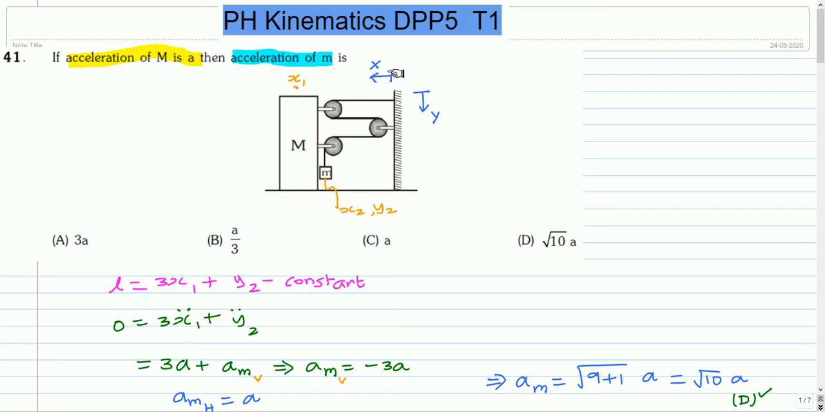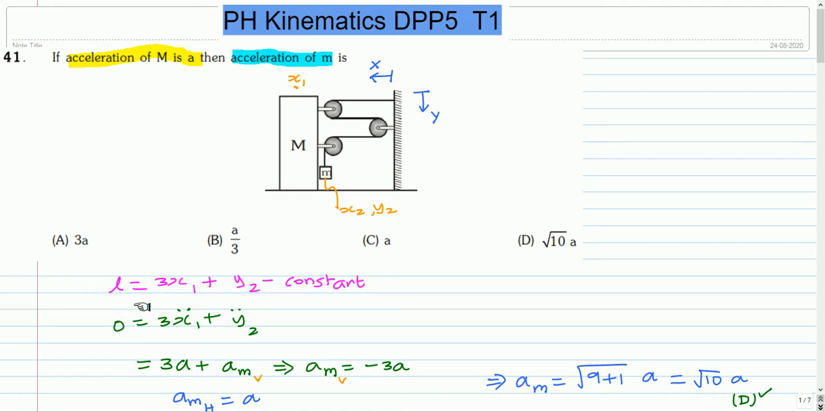Let the origin of the x axis be here, with x measured in this direction and y measured in the downward direction. The coordinate of this block M, let me call it x1, and the coordinate of the small block m be x2, y2. There is one string here, and its length is 1, 2, 3, so 3 times x1, plus this length, which is y2 minus a constant. So the length of the string is 3x1 plus y2 minus a constant.